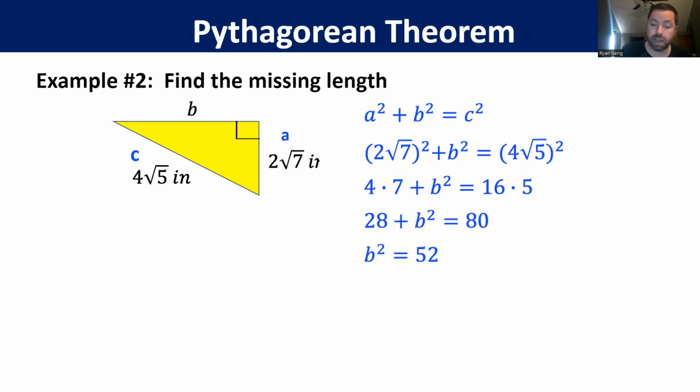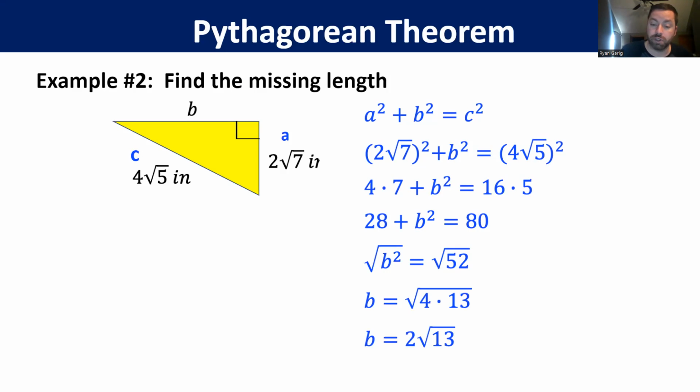Subtract 28 from both sides to get B squared by itself. Then I take the square root of both sides, and then I break down 52. So I get 4 times 13. Square root of 4 is 2, and the 13 stays under the radical, so it's 2 radical 13.